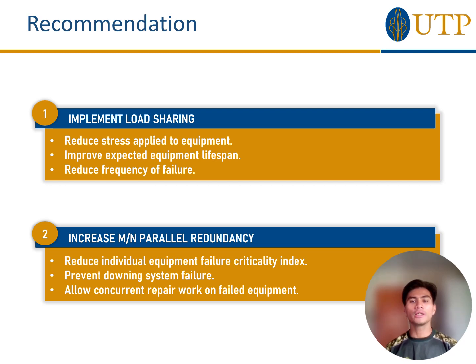Secondly, we can increase the M out of N parallel redundancy arrangement used in the system. This will reduce the individual equipment failure criticality index as long as the minimum number of equipment running is satisfied. This will prevent system downing failure from happening and allow concurrent repair work to be done on failed equipment.